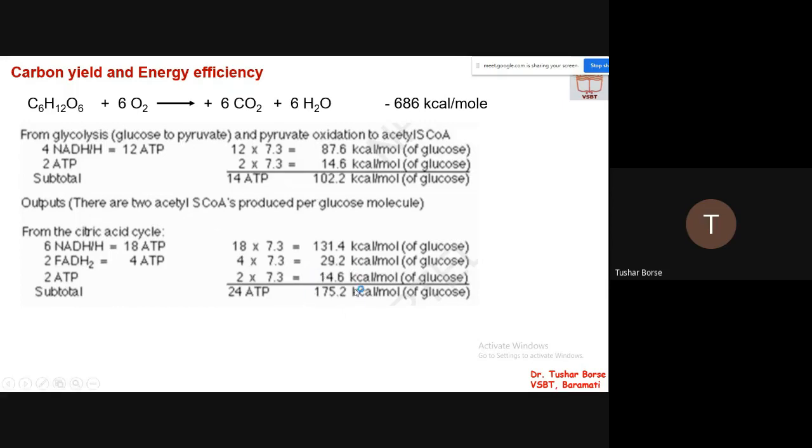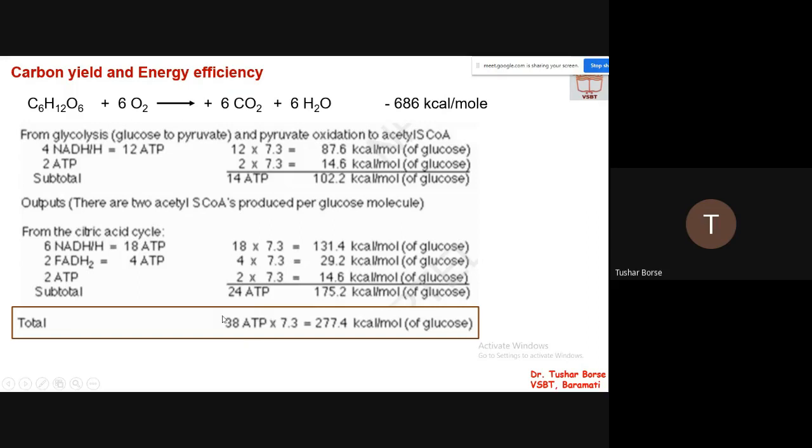So how much energy are you getting? 175.2 kilocalories per mole. Now if you add these ATPs and this energy, in total you get 38 ATP molecules generated. So 38 into 7.3, that is the energy produced by 1 ATP. So you are getting 277.4 kilocalories per mole. So what does it indicate? When one glucose molecule is oxidized, how much energy is released? It is 686. Out of this 686 kilocalories which is being produced, only 277 kilocalories of the energy is being utilized for the production of the ATP.